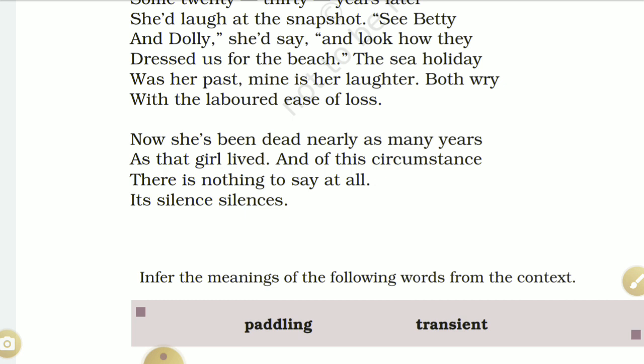Now, third stanza. Now she has been dead nearly as many years as that girl lived. As that girl lived means the girlhood of the poet's mother. That means, here 12 years. She was 12 years when she visited the seashore, the sea beach. So she has been dead nearly as many years as that girl lived. So 12 years was counted here. So she died 12 years ago. And that is the reality. And of this circumstance, there is nothing to say at all.